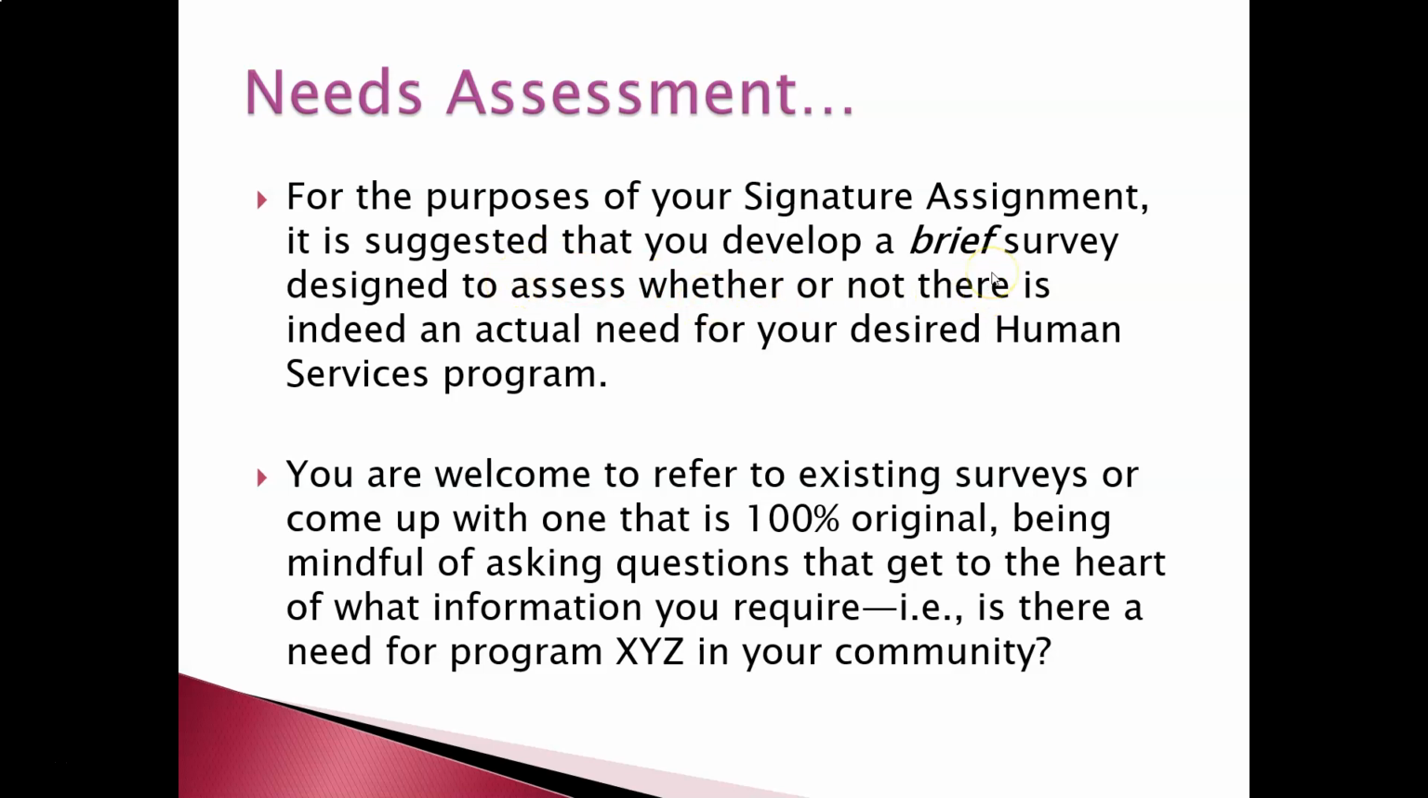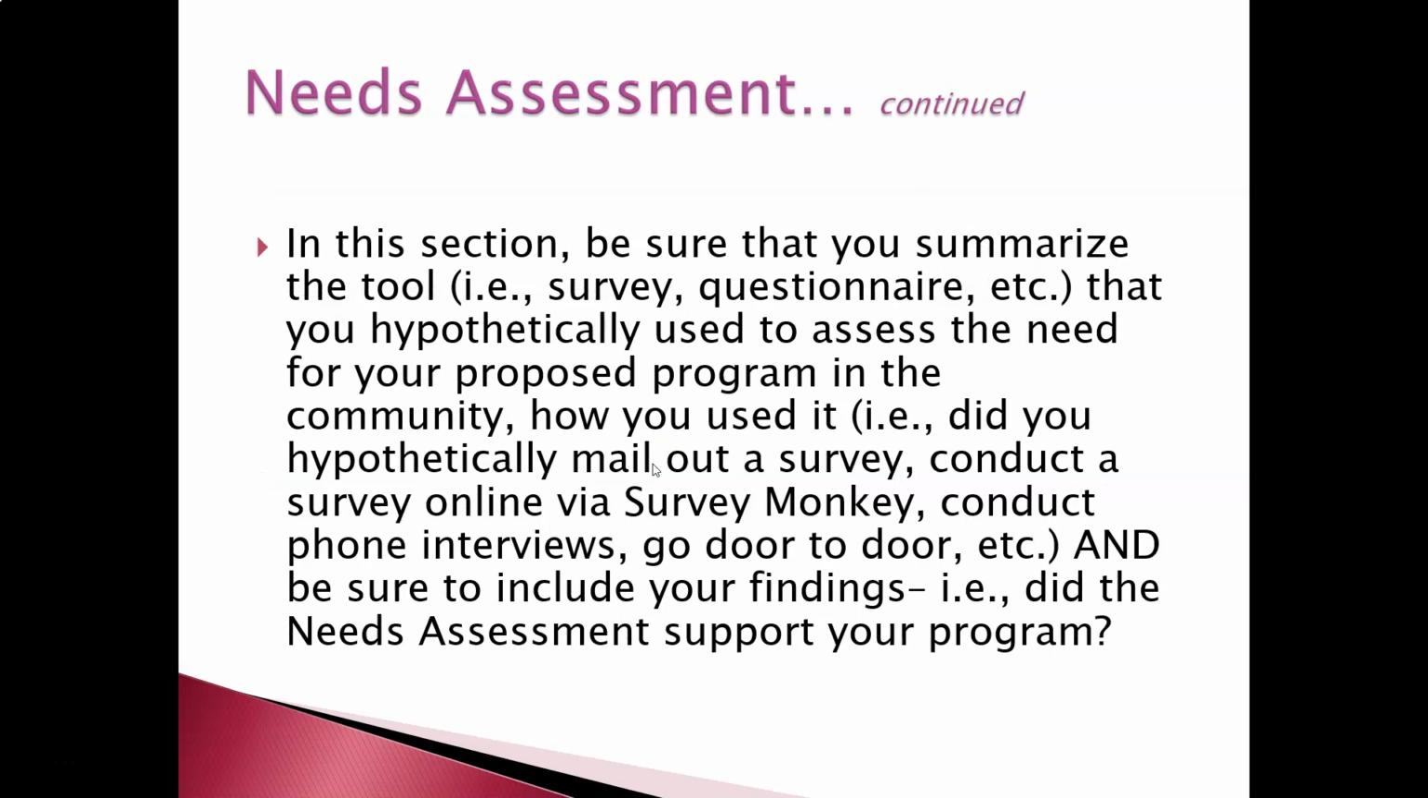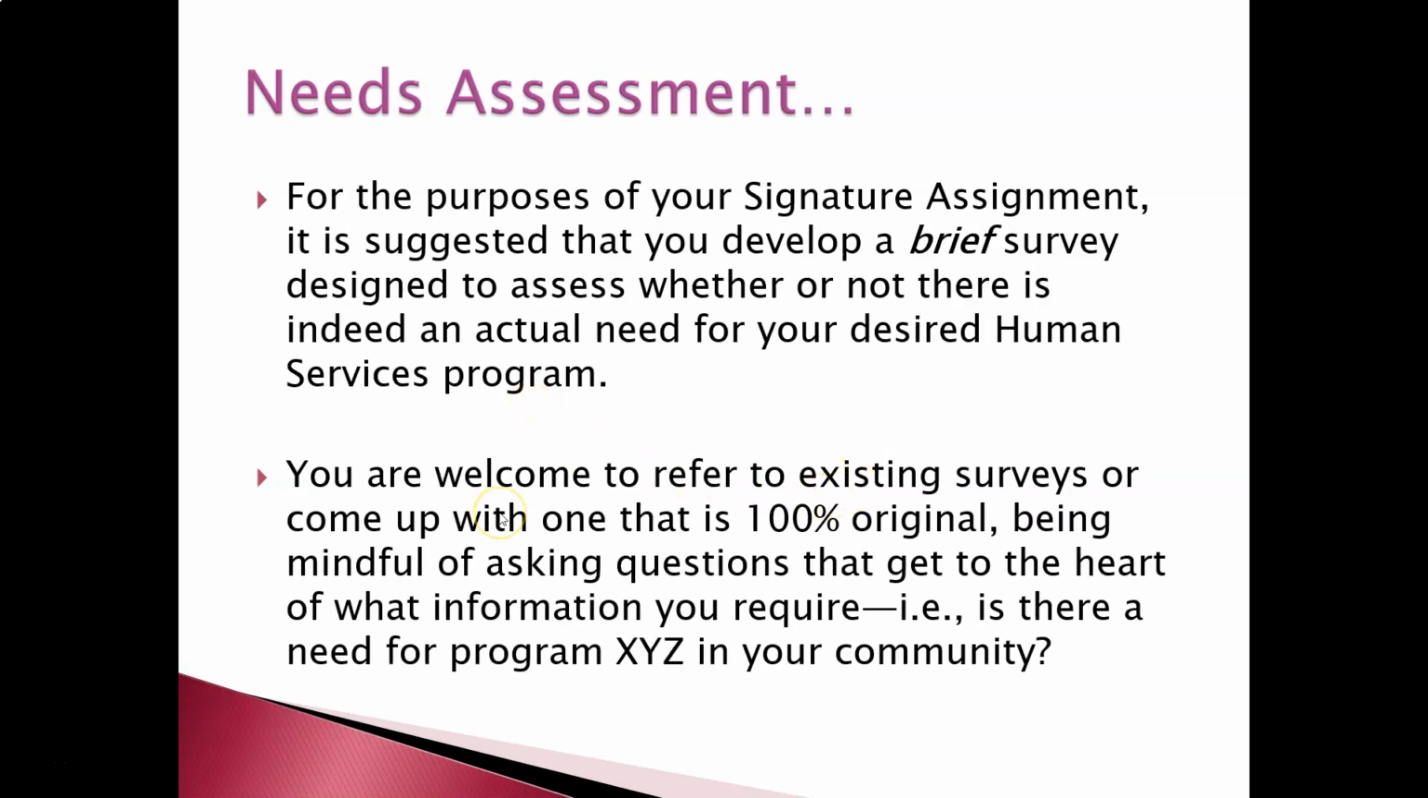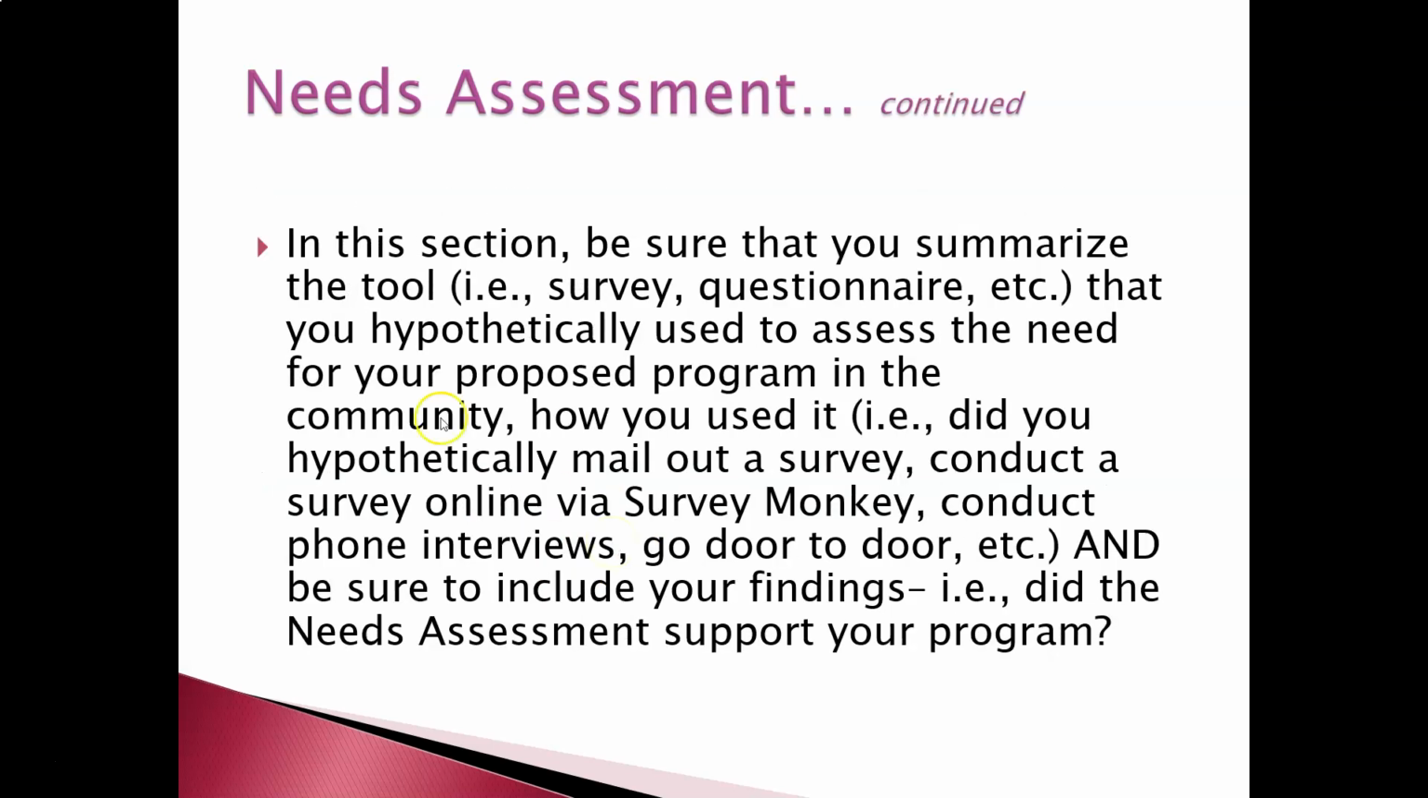You're going to develop a brief survey, an instrument, to see whether or not your human services program is needed. And you are okay to use existing surveys. You just need to cite them. Okay. In this section, you're going to summarize the tool, the survey, the questionnaire, etc., that you hypothetically use to assess your need, how you used it, did you mail it out, did you conduct a phone line, did SurveyMonkey, etc., and also include your findings. Okay. Did the needs assessment support your program? And since you get to make up the data, it should support your program.